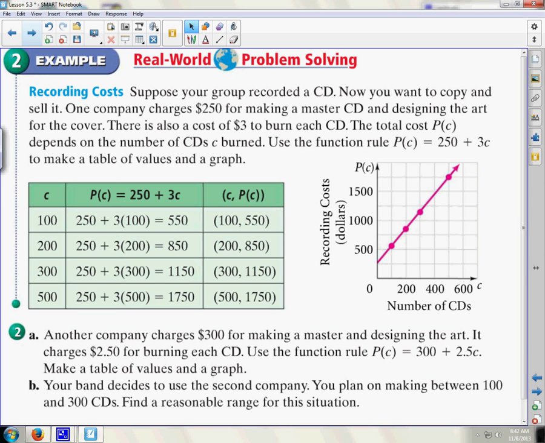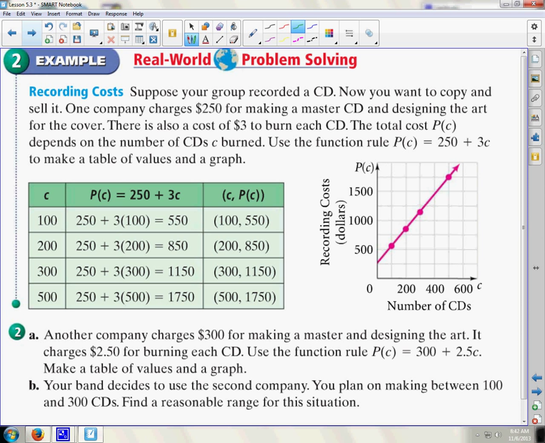All right, real world problems. Suppose your group recorded a CD. Now you want to copy and sell it. One company charges $250 for making a master CD and designing the art for the cover. There is also a cost of $3 to burn each CD. The total cost, P of C, depends on the number of CDs C burned. Use the function rule 250 plus 3C to make a table of values and a graph.